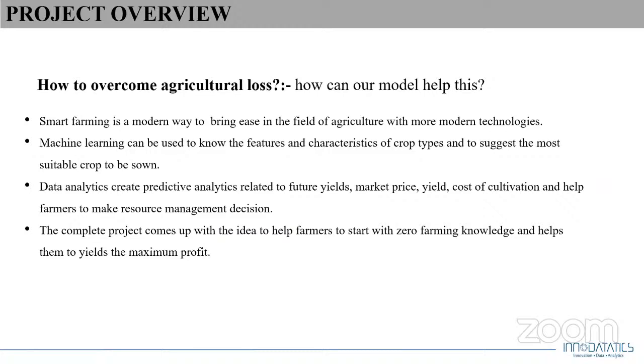As we all know, machine learning is a technique that is growing drastically in the modern technical world. This machine learning can be used to know crop features and suggest the best crop which can be sown. We can predict the future yield, market price, cost of cultivation, and profit per crop, which helps farmers to make decisions to choose the best crop using data analysis. Our project helps farmers in choosing the best crop to get the best yield with maximum profit. We'll move to the next slide.